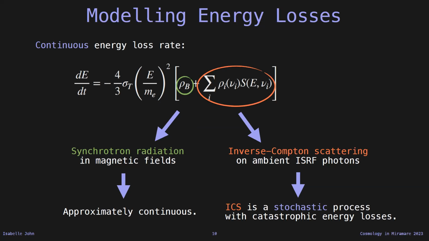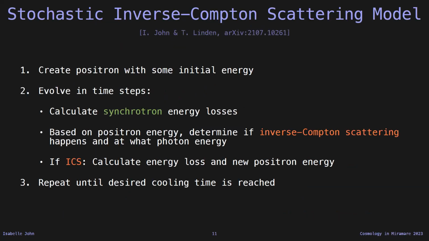So then to investigate the impact of this stochastic inverse Compton scattering, we set up a Monte Carlo simulation, and it just works like this. We create a positron at some initial energy, or electron, it doesn't matter. And then for each time step, we use the continuous equation to calculate the synchrotron energy losses. And we have a Monte Carlo to determine if an inverse Compton scattering interaction happens and at what photon energy. And then if one happens, we calculate the energy loss using another Monte Carlo, and we get a new positron energy, and we repeat this until we have reached the time that we are interested in, for example, the pulsar age.